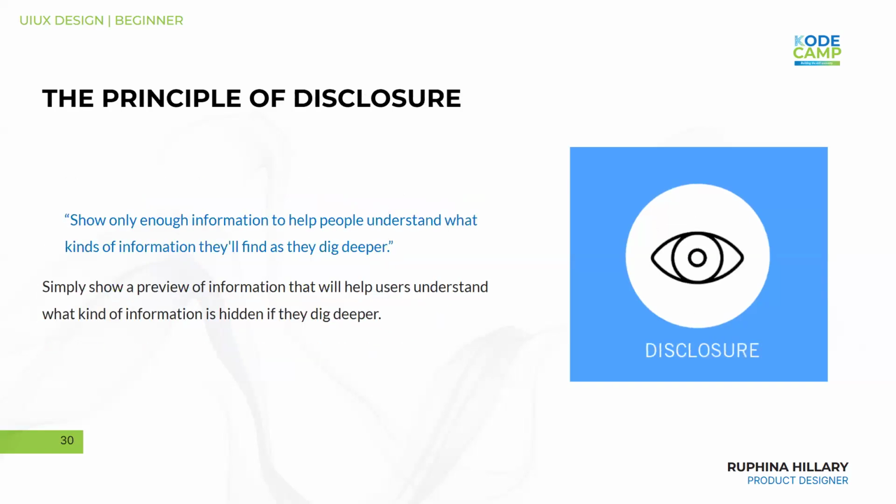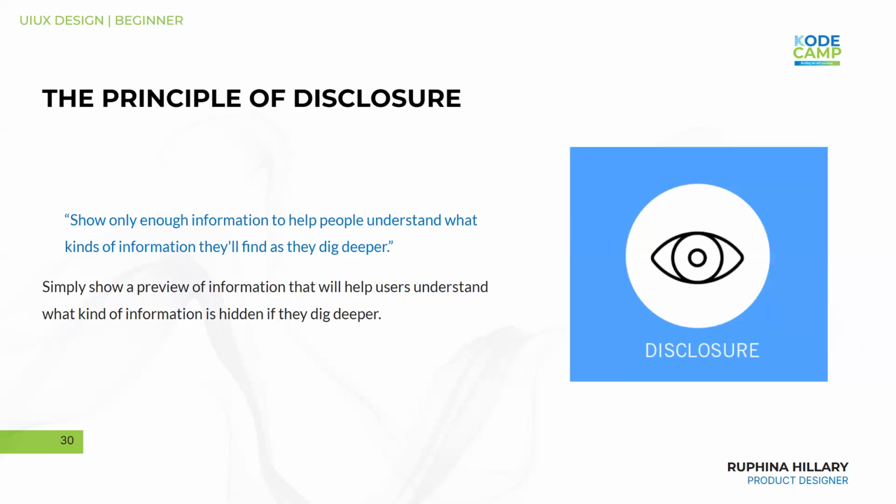And the third principle we're going to look at is the principle of disclosure. Here it simply says show only enough information to help people understand what kind of information they will find as they dig deeper. So what this means is you should simply show a preview of information that will help users understand what kind of information is hidden if they dig deeper. This is where the importance of labeling comes into play. How you label items gives you an idea of what's to come.